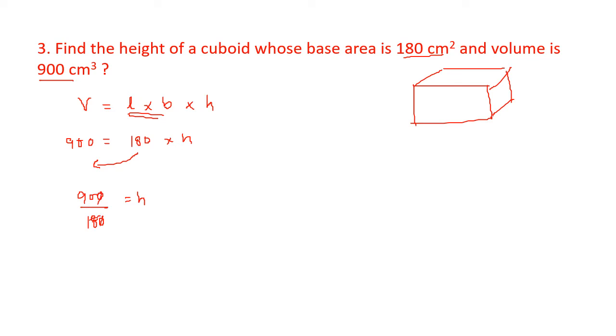0 0 cut, 18 ones are 18, 18 5s are 90. So H is equal to 5 centimeter. That will be the height of the cuboid. Using the simple formula, we get the answer very quickly.